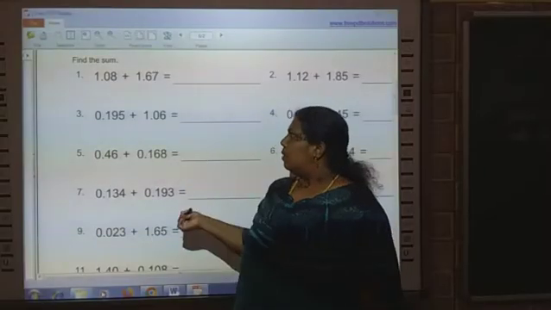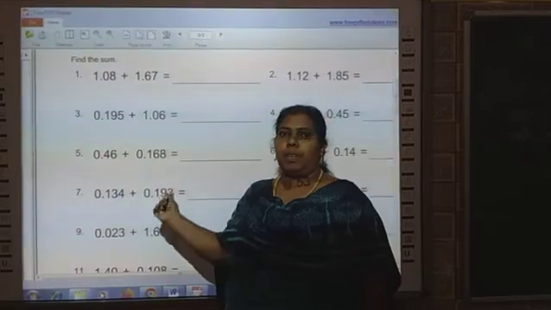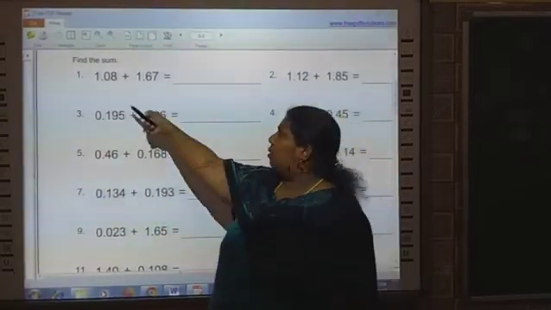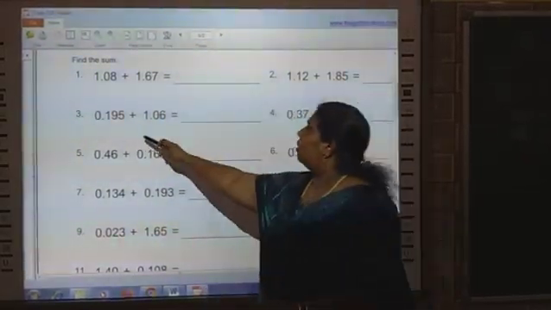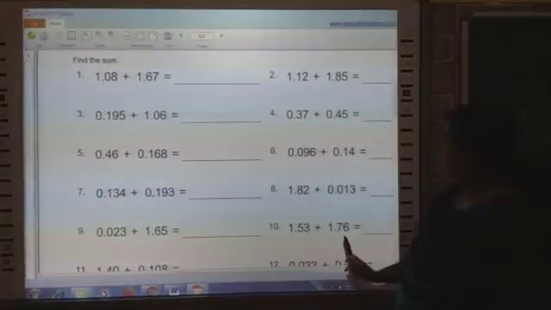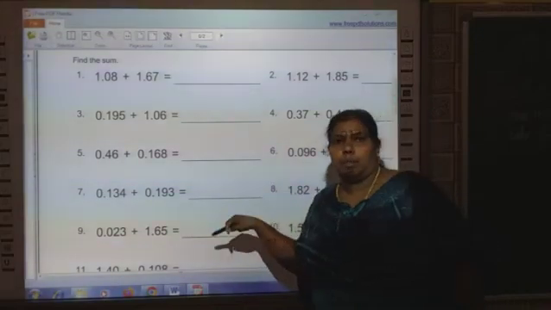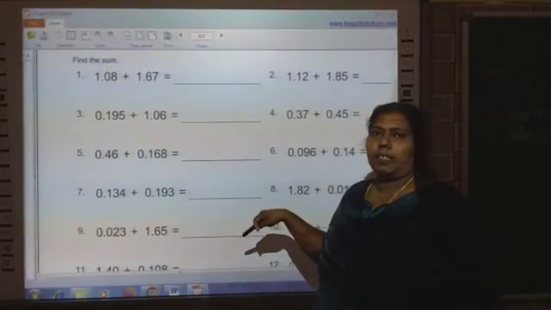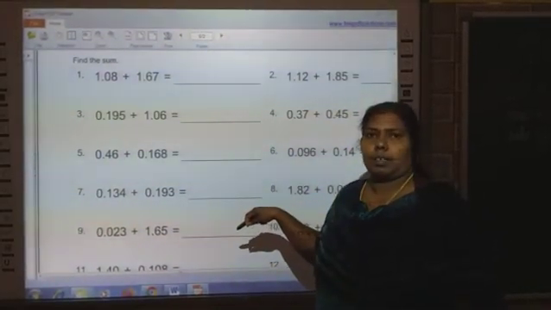Children, this is your worksheet. Some addition of decimals. Okay. Here, first question, second question, third question, 4, 5, 6, 7, 8, 9, 10 questions are there. Please try to complete these 10 questions. Okay. Understand? This is the extra questions.